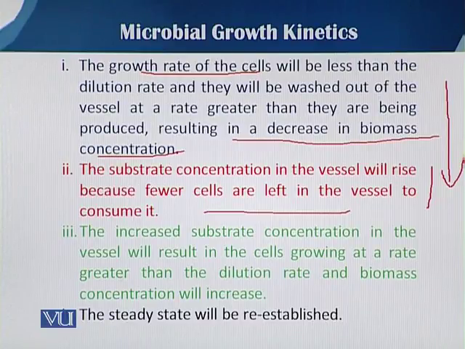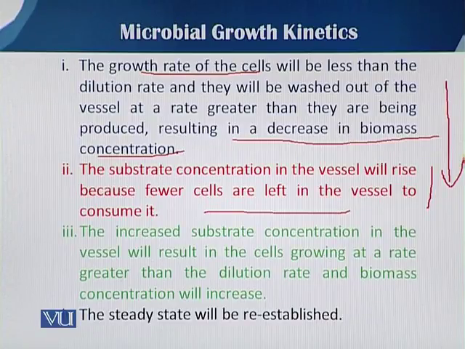What happens? When there is an increased substrate concentration, it affects mu directly. So in this case, when there is more substrate, there is a higher specific growth rate.